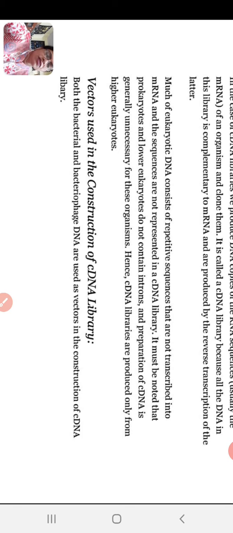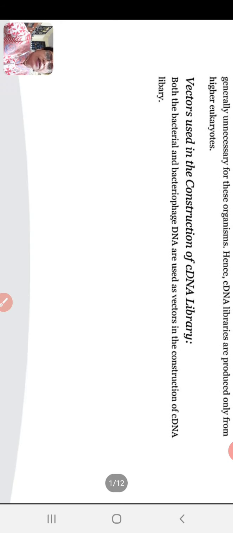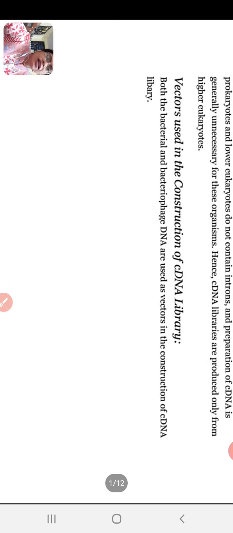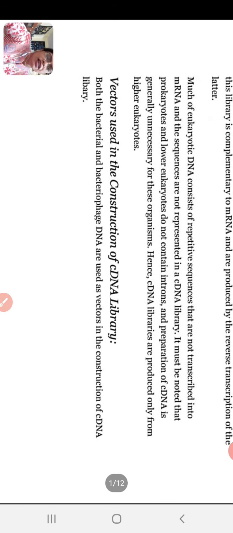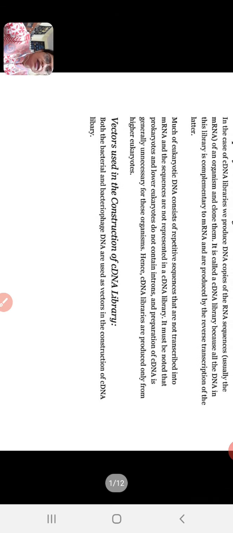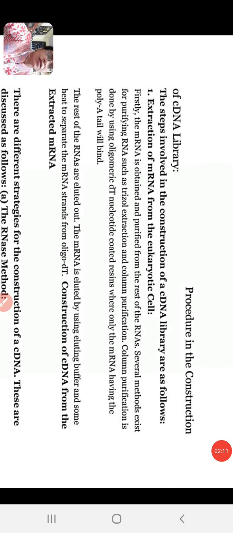Vector used in construction of cDNA library. Both bacterial and bacteriophage DNA are used as vectors in the construction of a cDNA library. Procedure in the construction of cDNA library. The steps involved are as follows. First is extraction of mRNA from the eukaryotic cell.